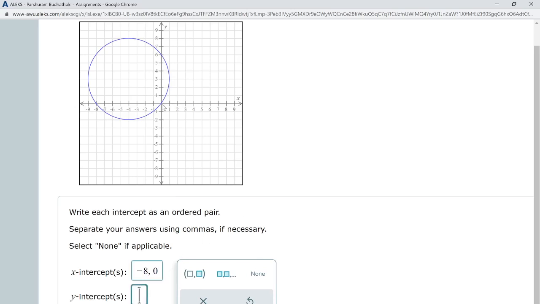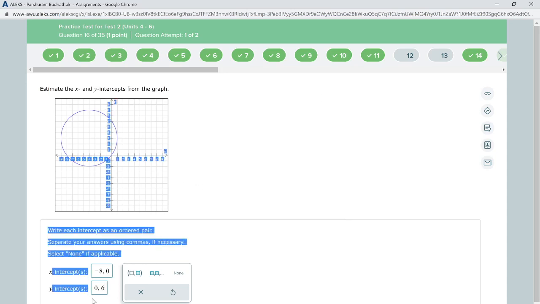And the y-intercept means any points on the y axis. So as you can see, at 0 and +6, (0, 6) is the y-intercept.